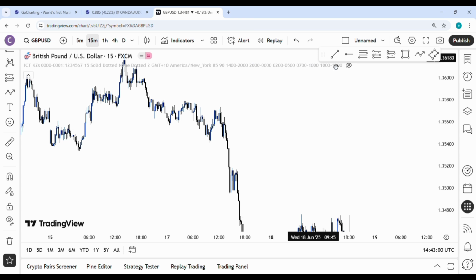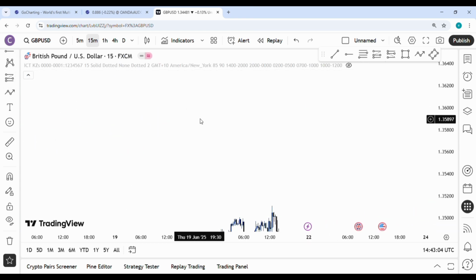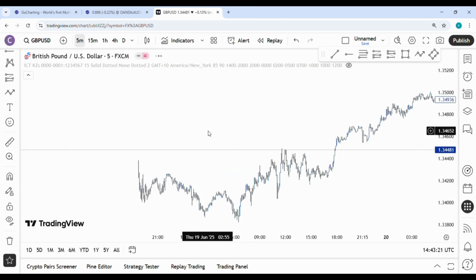Now the time frames we'll be needing are two. We'll be needing our 15-minute time frame. It works only on the 15-minute and the 5-minute time frames, but basically I only use one particular time frame, which is the 5-minute time frame. Now go down to the 5-minute time frame. Let's analyze, let's backtest this strategy.